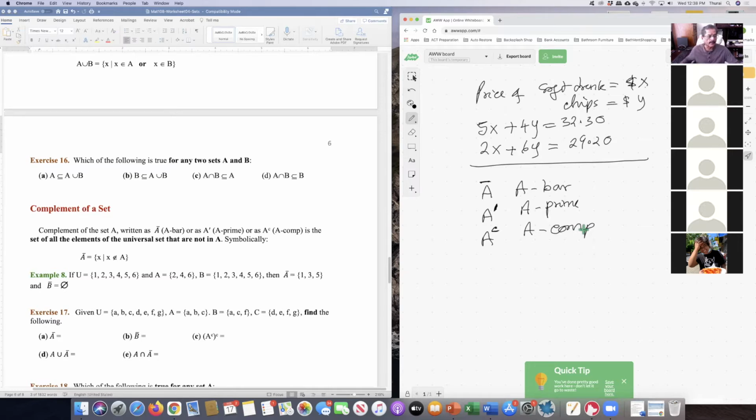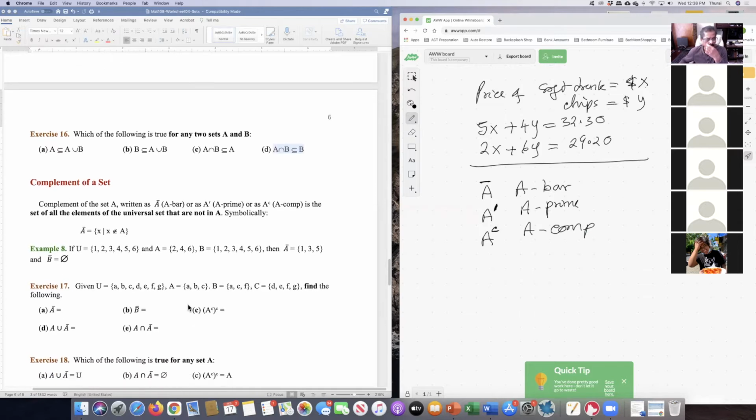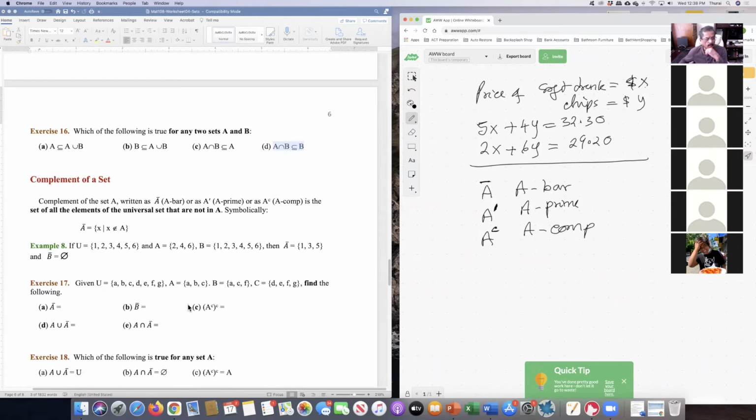Here's an example. Whenever they give you a problem on complement, they will clearly identify what the universal set is. Otherwise, you cannot guess. The universal set that you guess can be more than one, so they have to clearly tell you exactly what it is. In this problem, the universal set has numbers 1, 2, 3, 4, 5, 6. A has 2, 4, 6. B has 1, 2, 3, 4, 5, 6.